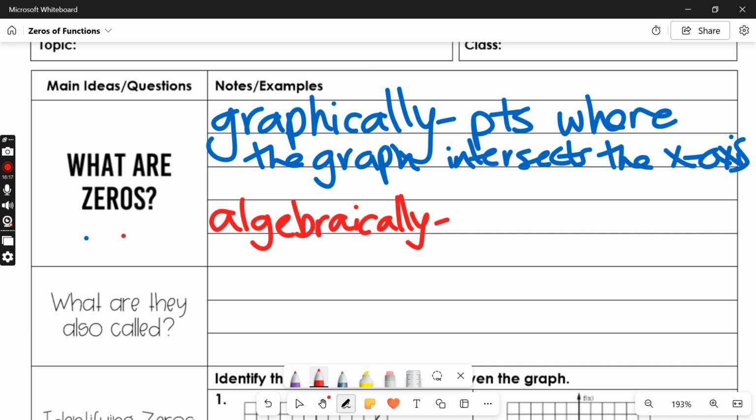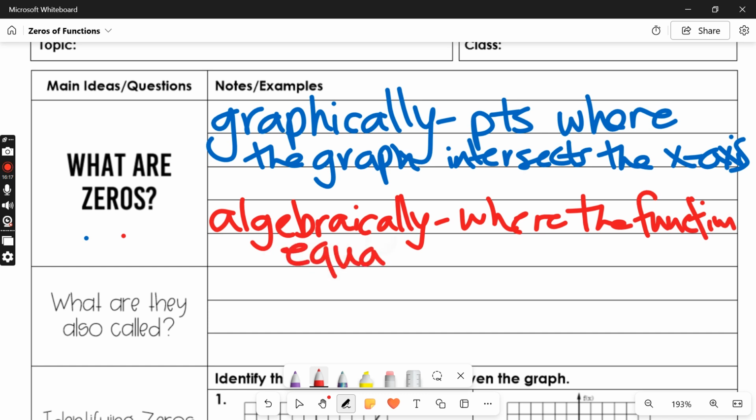Algebraically, these are the points at which the function equals 0. So we're going to say where the function equals 0.